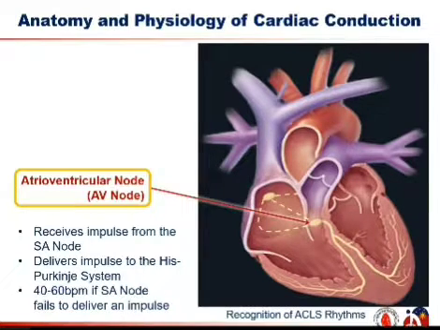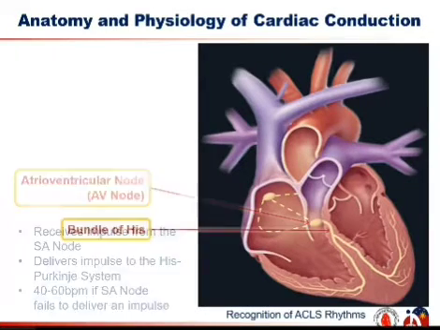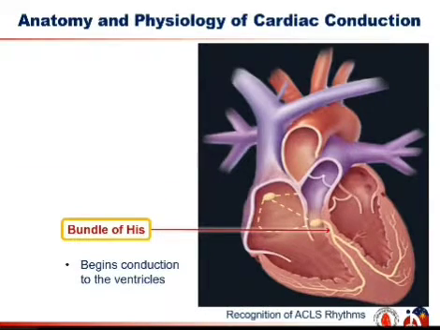On its own, the AV node fires at a rate of 40 to 60 a minute at rest. That is, if the AV node fails to receive impulses from the SA node. The bundle of His is supraventricular in location, and this is where the conduction of impulses through the ventricles begin. It conducts electrical signals further down the bundle branches.